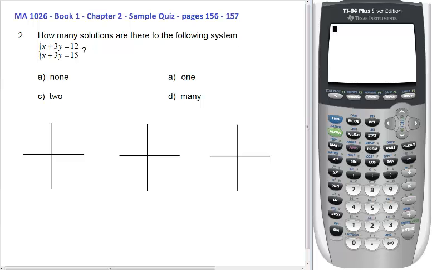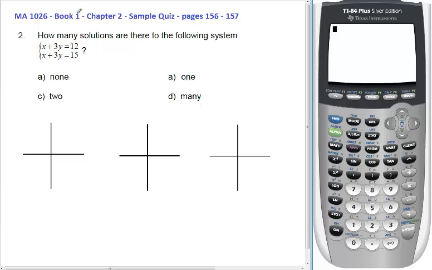Hello students, in this video we're going to look at the solution to the second multiple choice, number 2, coming from your book 1 chapter 2 sample quiz. This is on page 156 or 157. Some pages are different in each booklet.